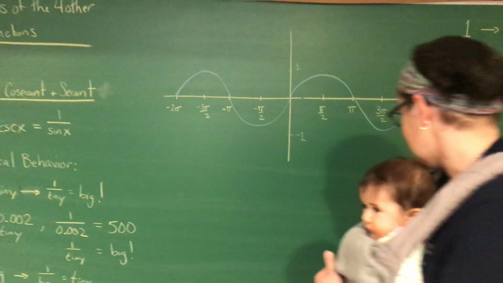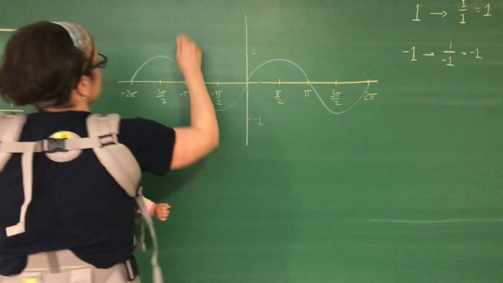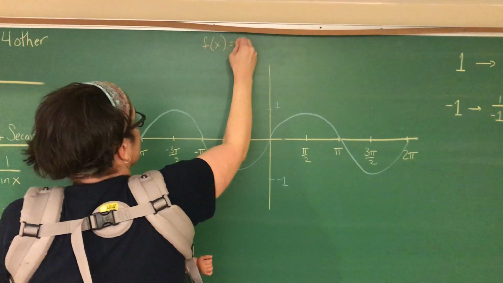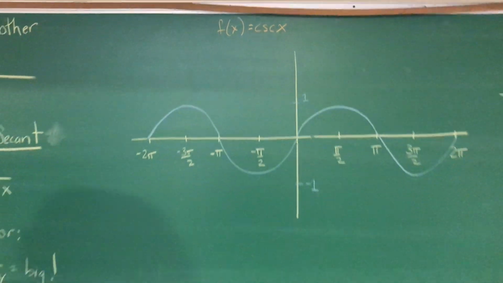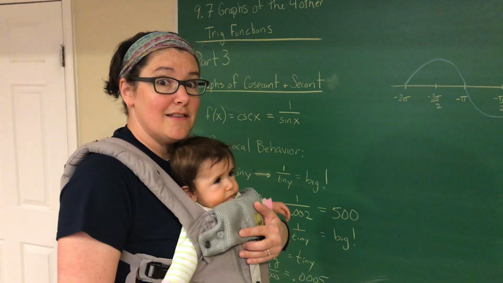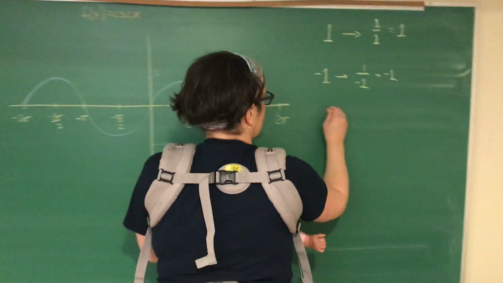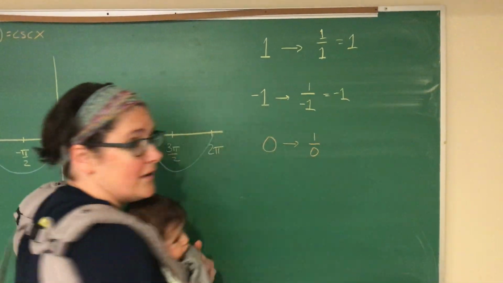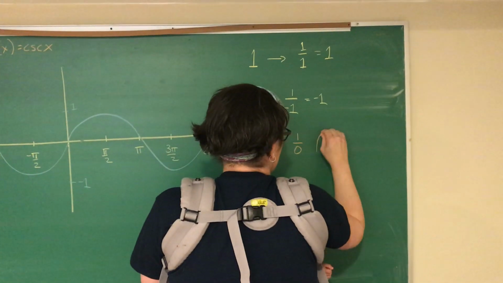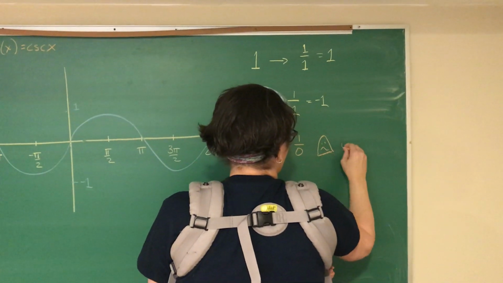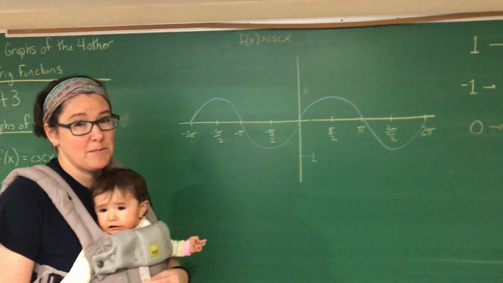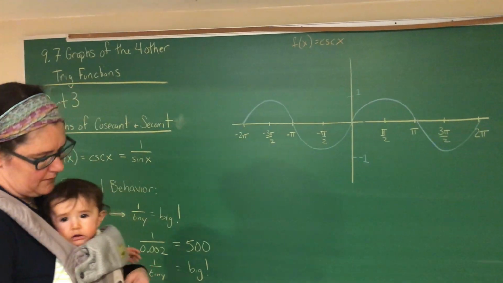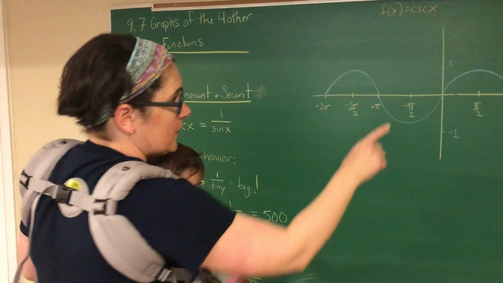Okay, so that being said, we are now ready to graph our cosecant function. Oh, you know what? I guess there's one more thing I should say, and that is that the reciprocal of 0, 1 divided by 0, is definitely a thing that we don't want to have. That is undefined. And again, dividing by 0 makes us cry. Okay, well, let's go back to our graph.